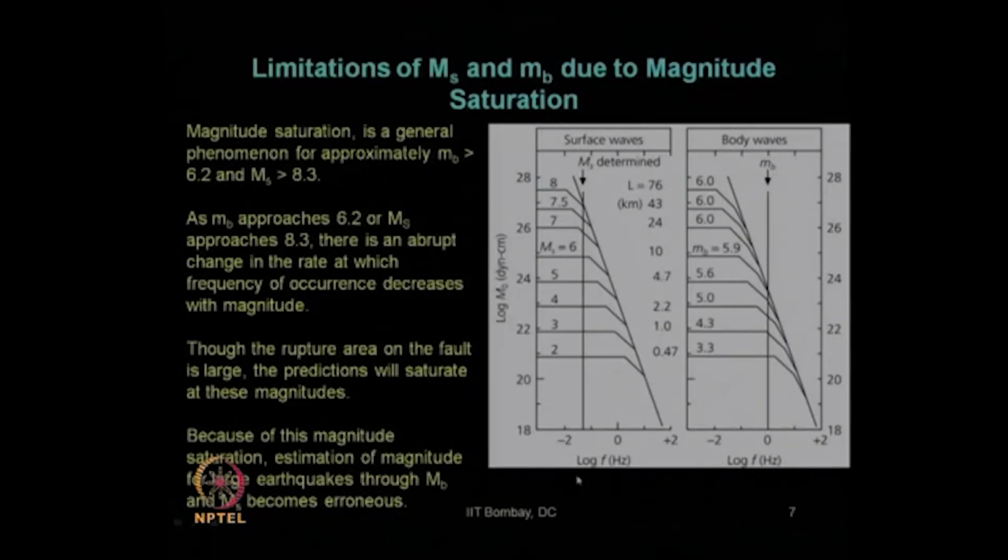Then we have also seen the major limitations of using the surface wave magnitude and body wave magnitude scales, because of magnitude saturation, that is at high frequency they tend to get saturated. The typical values are body wave magnitude more than 6.2 and surface wave magnitude more than 8.3, beyond which they tend to give abrupt or inaccurate results. So, when we are observing any data beyond these points, we have to be very careful about the use of these two scales.